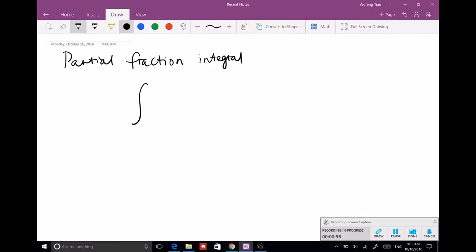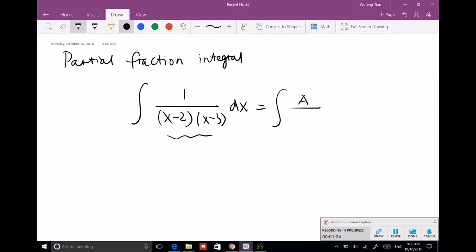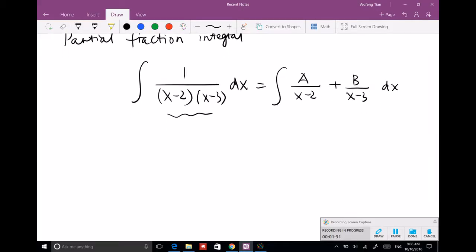The second one I did, the repeat linear function. No, wait, not this one. Let me do this one first: 1 over (x minus 2)(x minus 3) dx. We solve this. What do we do? We have to separate these two fractions. Write it as A over x minus 2 plus B over x minus 3 dx. Next, we need to find out what is A, what is B.